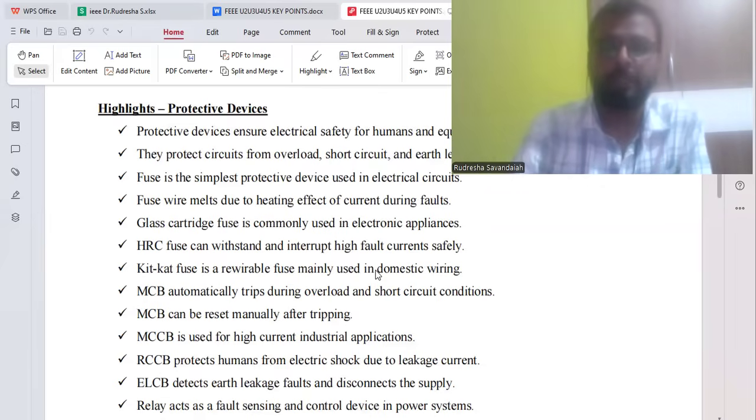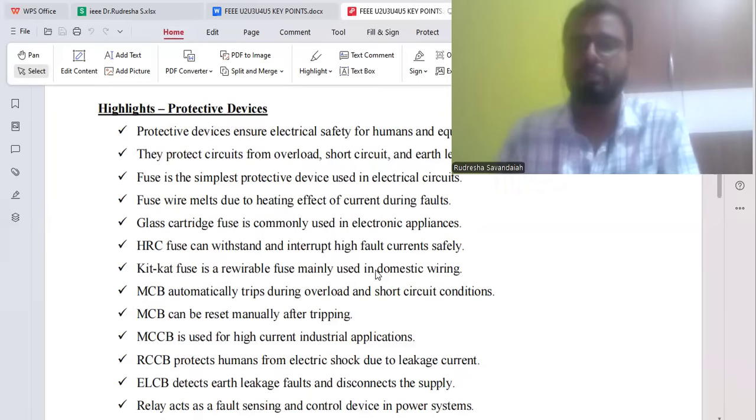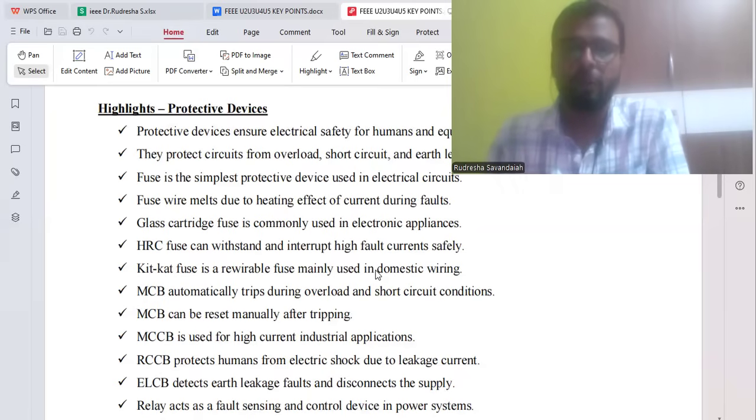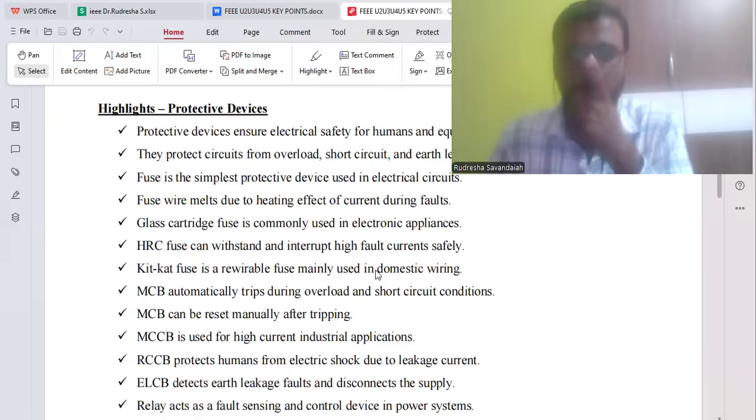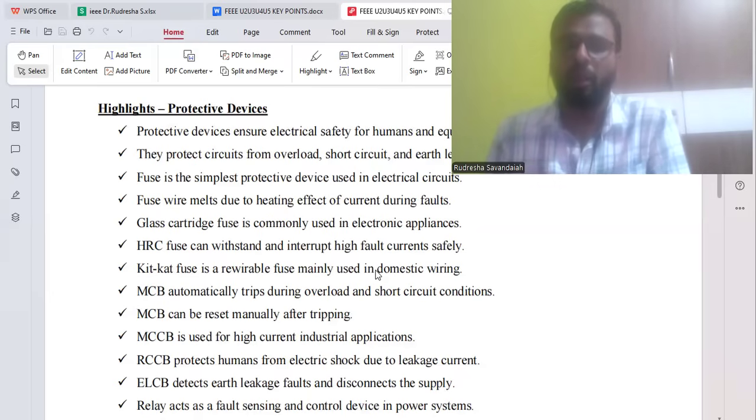Fuse is the simplest protective device used in electrical circuits. A fuse wire melts due to the heating effect of current during overload. A glass cartridge fuse is commonly used in electronic appliances. HRC fuse can withstand and interrupt high fault current safely. Kitkat fuse is a rewirable fuse mainly used in domestic wiring.